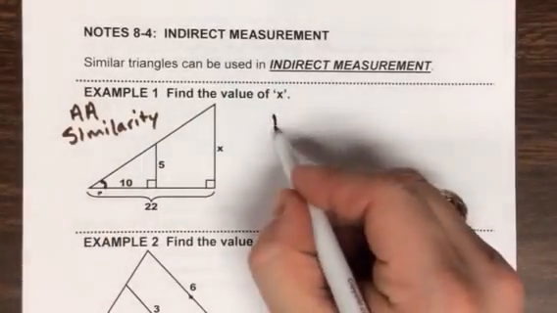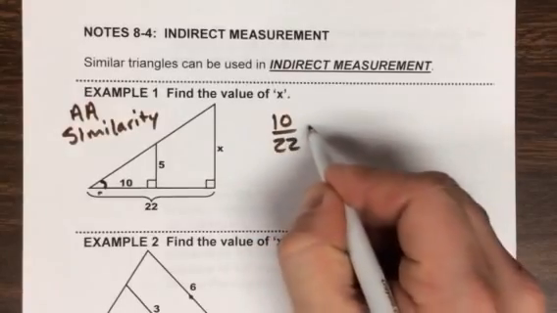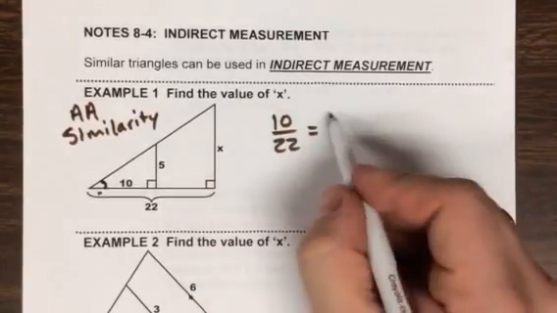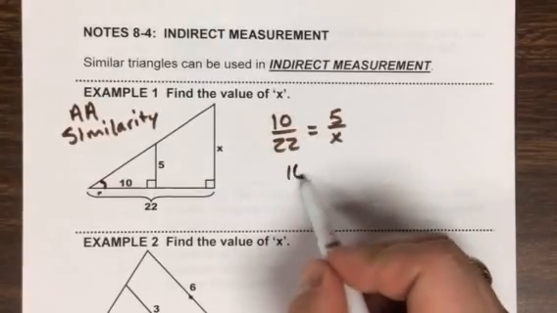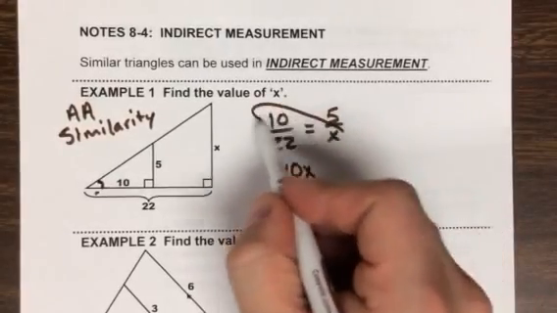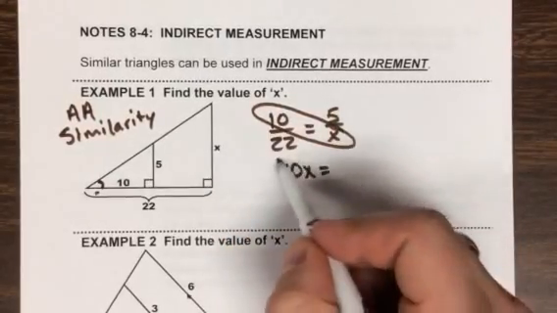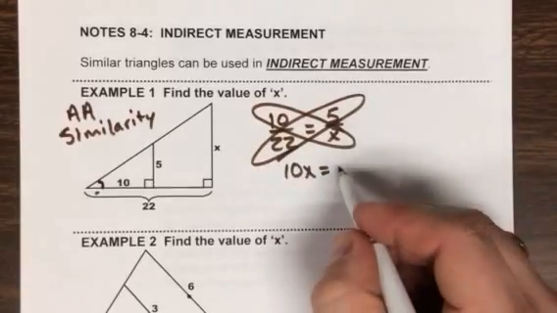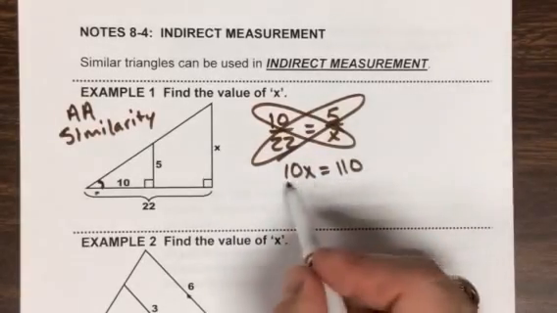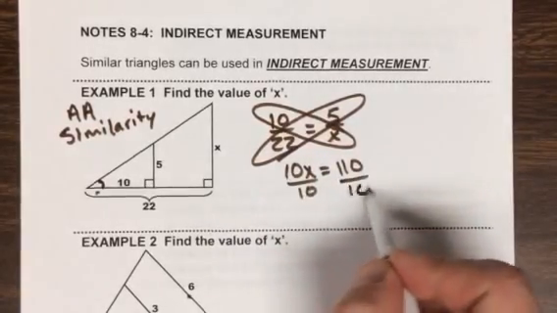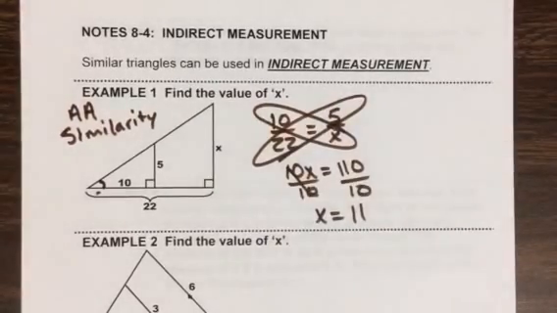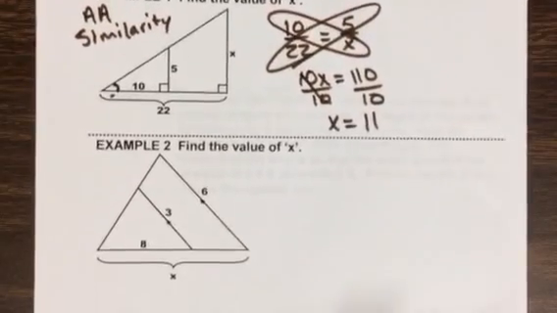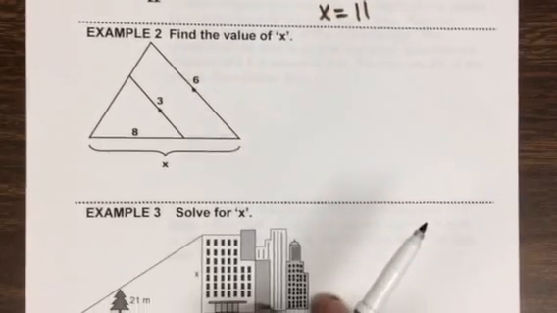So 10 over 22 would be proportional with 5 over x. Go ahead and cross multiply, say 10x, 10 times x, equals 5 times 22, which is 110. Divide both sides by 10. We're going to find that x equals 11. And by using our similar triangles, we're able to show or find missing values.